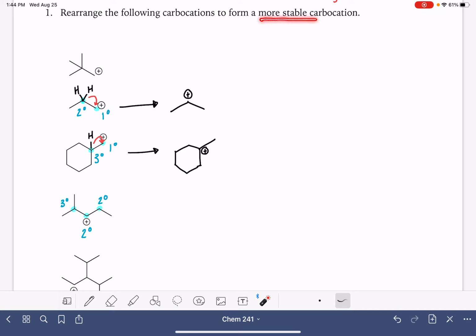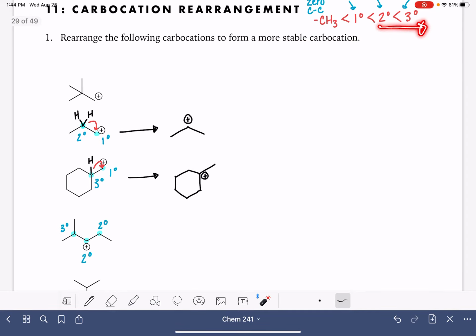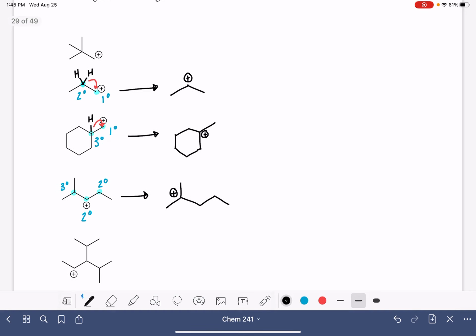Our goal is to form something that is more stable, which means that we're trying to increase the stability. We're already a secondary carbocation. It would not make any sense for us to rearrange to form something that's exactly the same. So we're not going to see our rearrangement in this direction. Instead, we're going to see a rearrangement going this way. And then let's draw that out. That's going to look like this. See how easy this is?